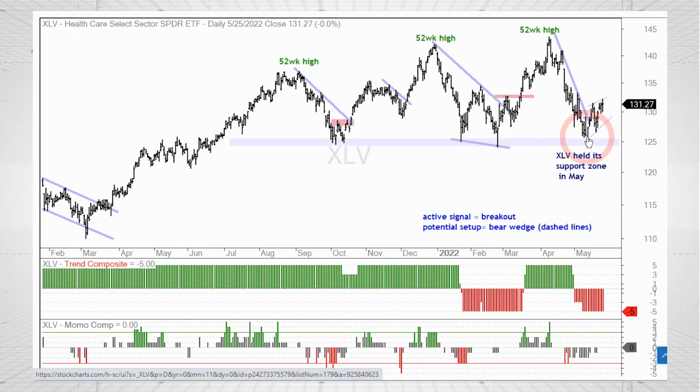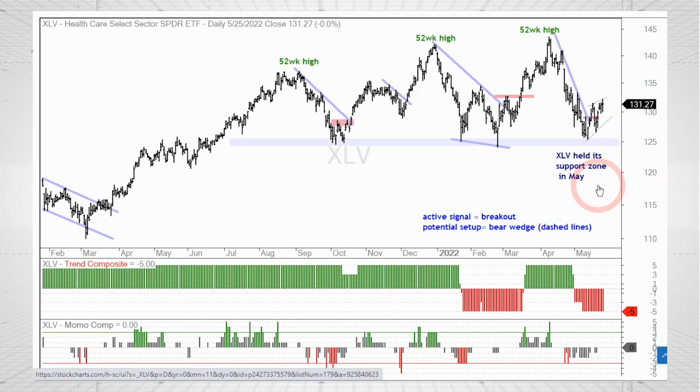So what we've got here is a bit of inconsistency in this uptrend by the fact that these pullbacks have been deep enough to test that support zone in the 125 area in January, February, and again in May. So that's when I say XLV has lost a bit of its uptrend consistency and persistency.